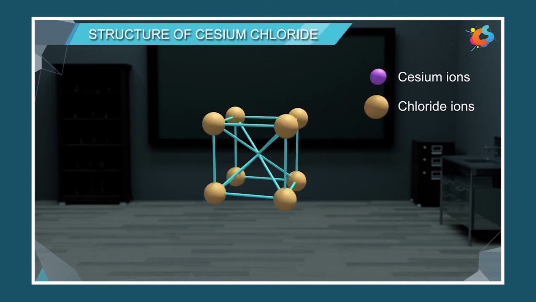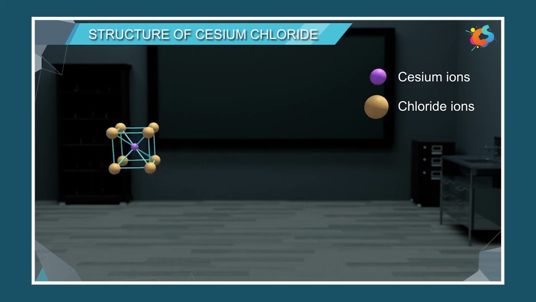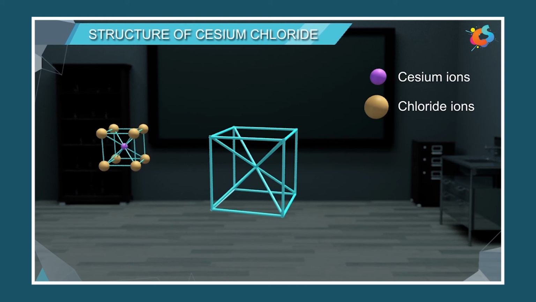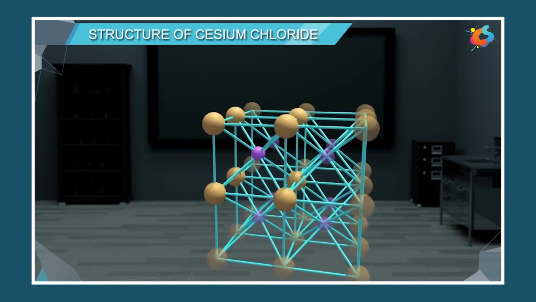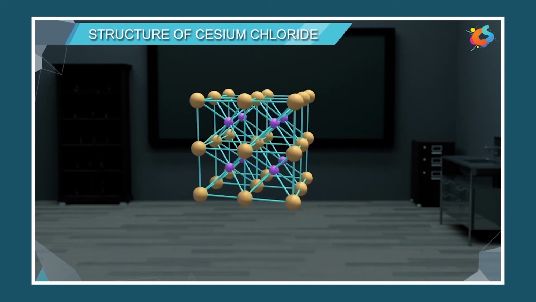The main features of CsCl structure are: it has a body centered cubic lattice, that is BCC arrangement. Here the chloride ions are present at the corner of the cubic lattice, while cesium ions are present at the center of each cube. The radius ratio is 0.943. The value suggests a cubic arrangement of Cl minus ion around the cesium ion.